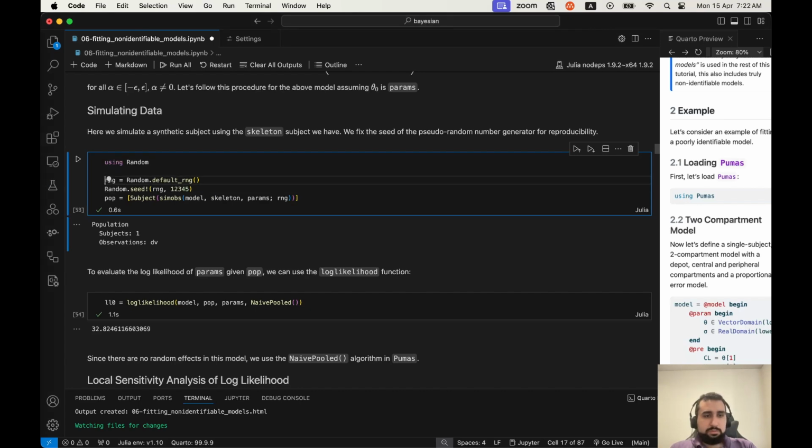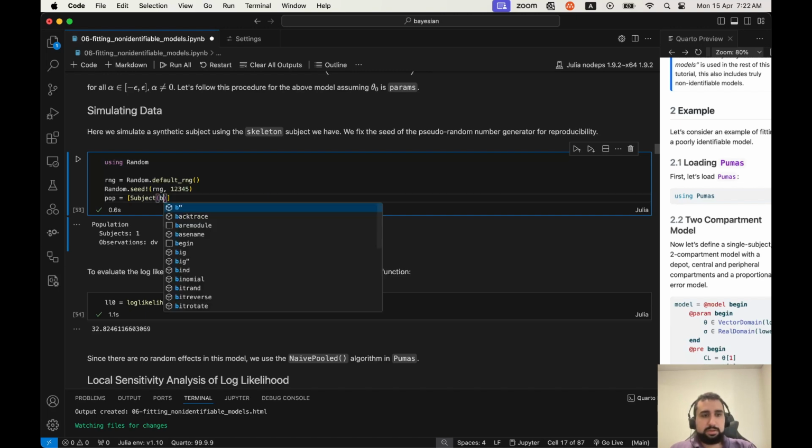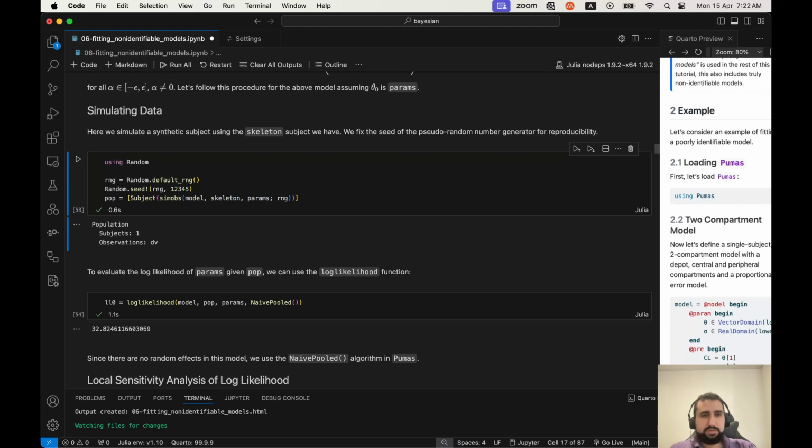Okay, so here I'm using a random number generator and then fixing the seed just for reproducibility. And then I'm defining a single subject population. So this here is the syntax for defining a subject, for simulating, so simobs. So let's break this down a bit, right?